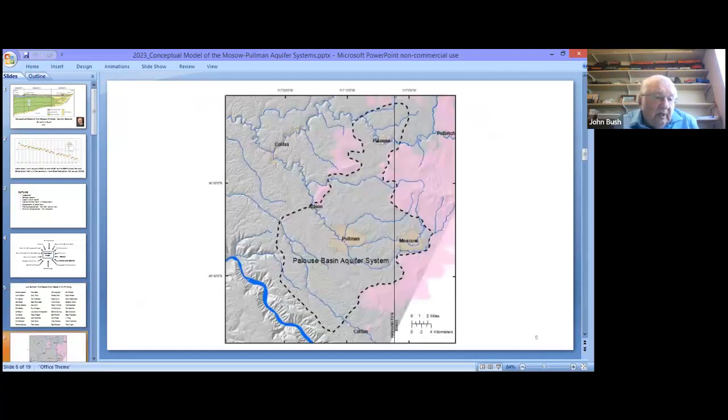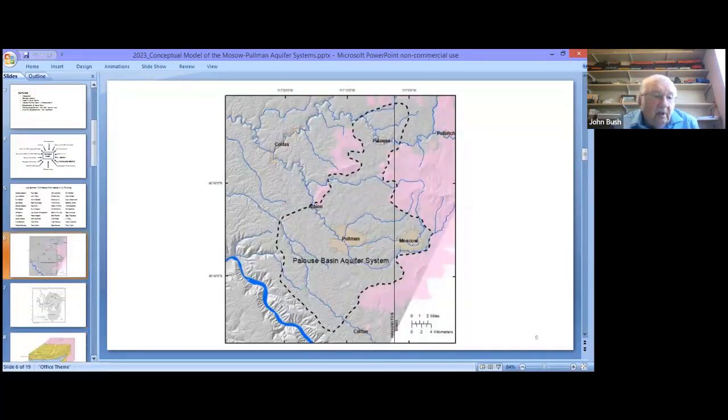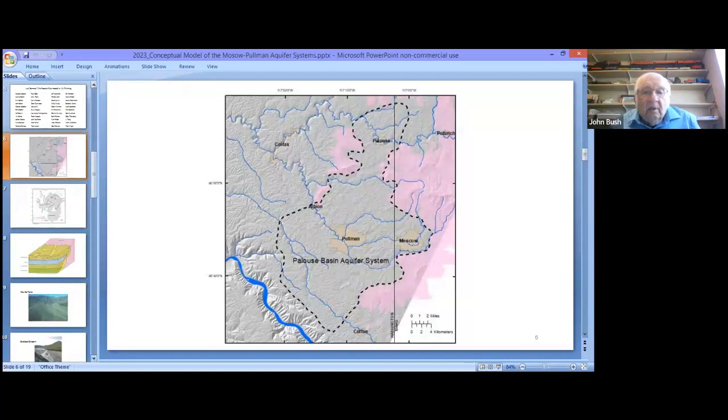We get back here and look at the first diagram introduced, I think, in the second lecture, the outline of what we call the Palouse Basin Aquifer System. Remember that this is not a geographic name nor a geologic name. The geologic name for part of the area, and the one I use, is the Moscow-Pullman Basin. That is a geologic name.